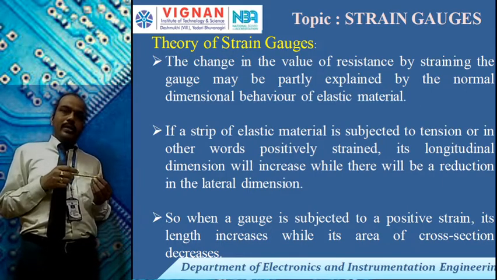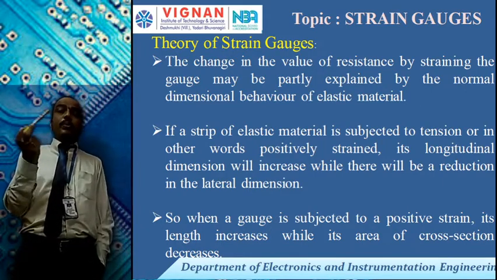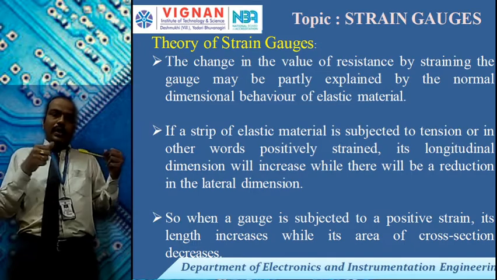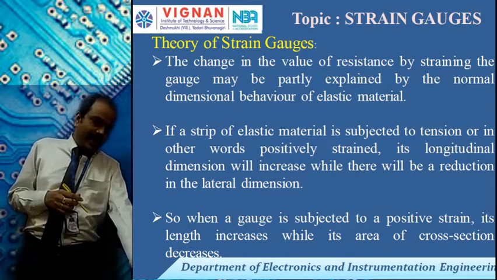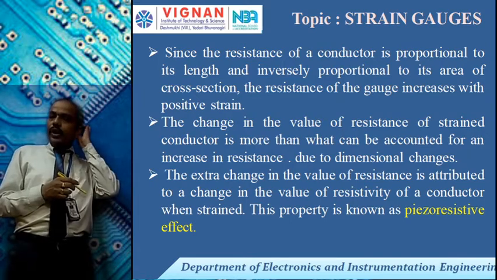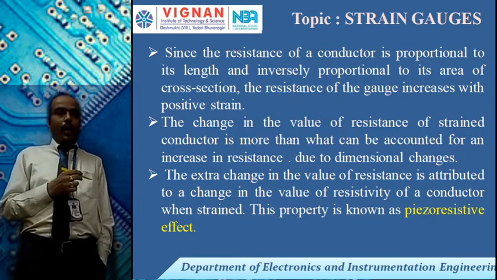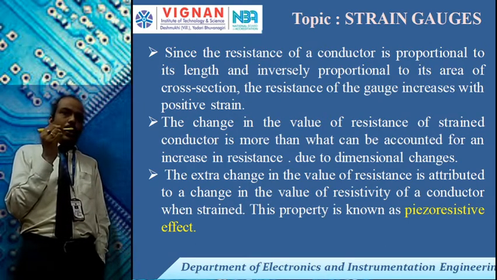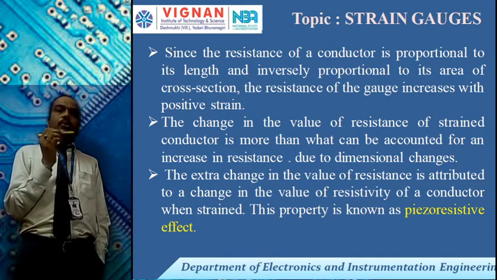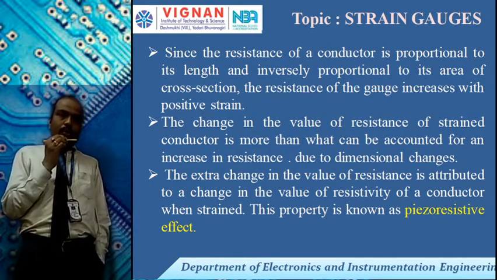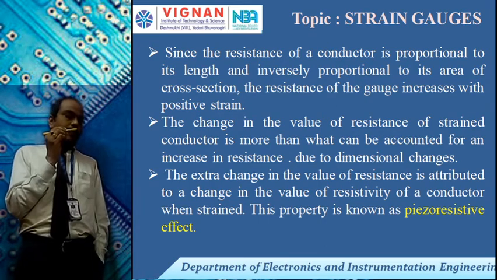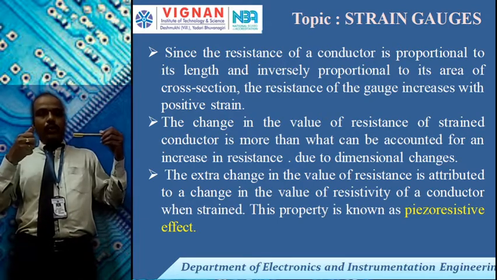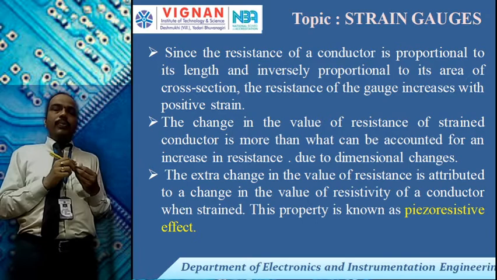So when a gauge, you can say that this is a gauge or elastic material, I am assuming here as elastic material. So when a gauge is subjected to positive strain, its length increases while its area of cross section decreases. Since we know that by using the equation R equal to rho L by A, the resistance of a conductor is proportional to its length and inversely proportional to cross sectional area. Therefore, the resistance of the gauge increases with positive strain. That means when you are applying the elongation, the length will increase and the diameter will decrease because of the equation R equal to rho L by A.